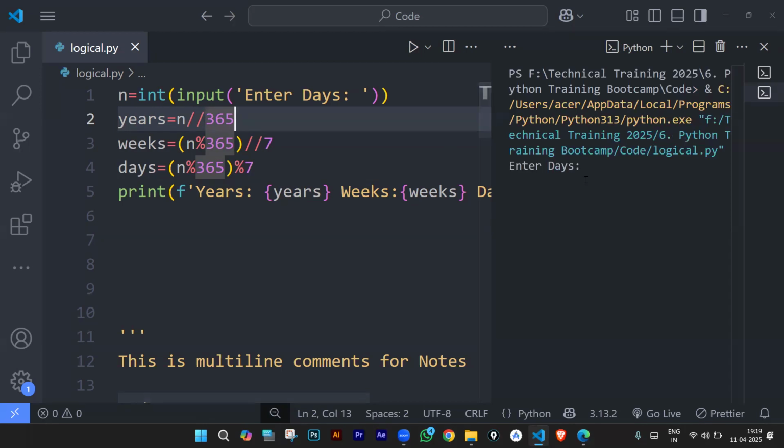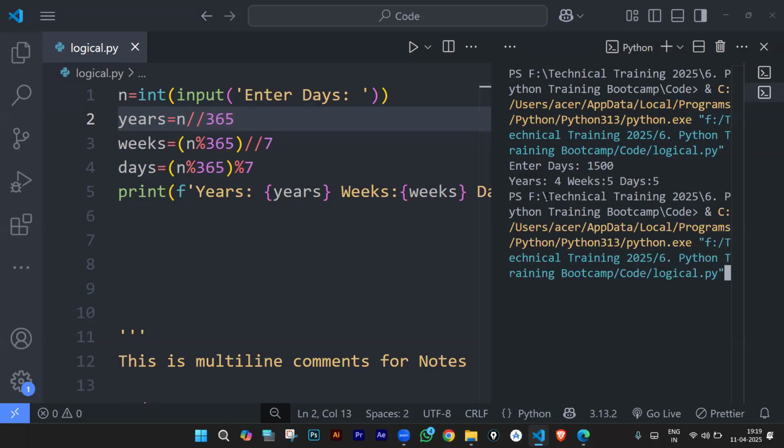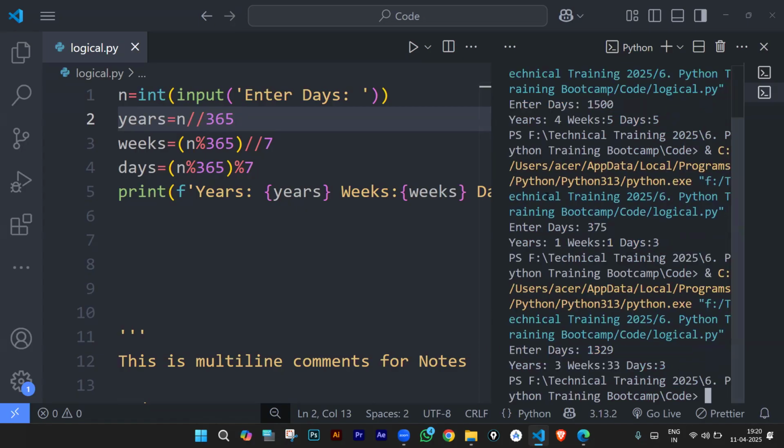It's asking me to enter the number of days. I'll enter 1500. Now press enter. You see 4 years, 5 weeks, and 5 days. Now let's run it again. 375. Okay, 1 year, 1 week, and 3 days. Let's run it again. 1329. 3 years, 33 weeks, 3 days. Okay. That's it. Programming is that simple.